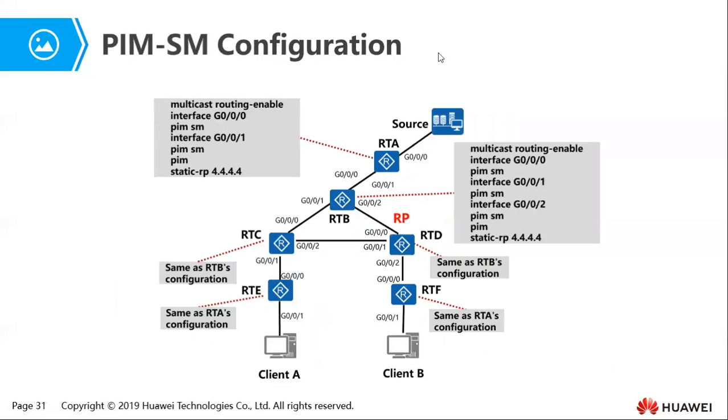So let's see how the SPT configuration is done. In this case, we are specifying the rendezvous point manually or statically. So we are choosing RTD as the rendezvous point. Let's begin with the first hop router. We call it the first hop router because it's connected to the source of the multicast packet. Here are the configuration commands. We enable multicast under system view. Then we go to each interface and specify the PIM mode as SM.